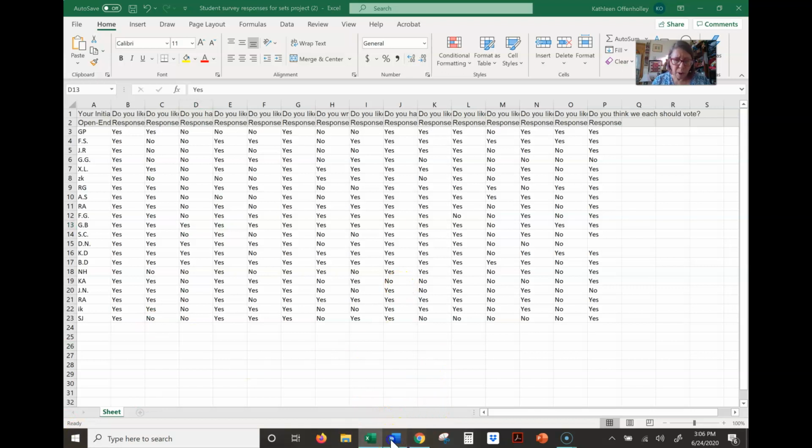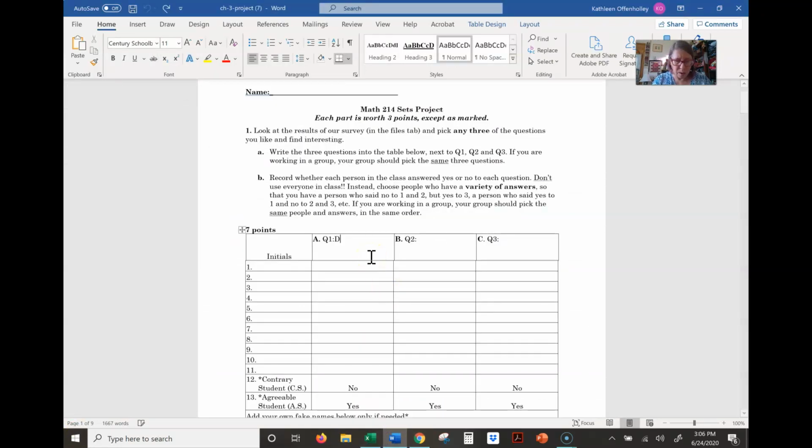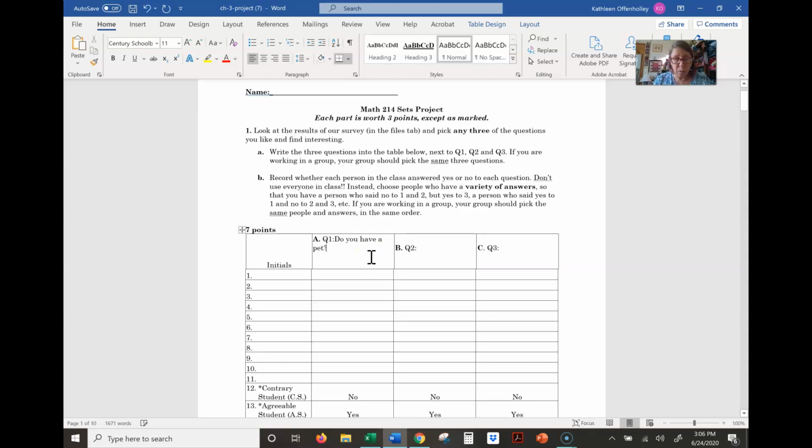So in the project, I'm going to write question 1, do you have a pet, as my first question that I pick. And I'm going to write people's initials and whether they said yes or no. And then I'll pick a second and third question and I'll fill it in here. You have to find 11 people. Okay, so even if there are 20 people who answered the questions, just pick 11 of them.